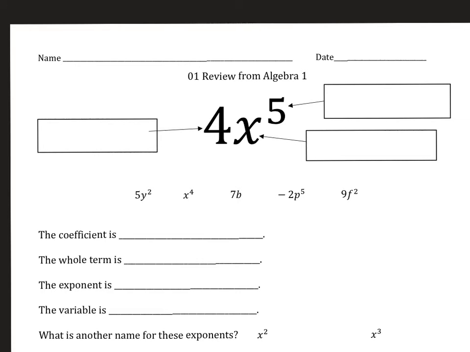Up at the top we have a whole term. What I want to know is what the name of each of the pieces are. So looking at the 4, what do you think the name of the 4 is? Good, it is a coefficient.